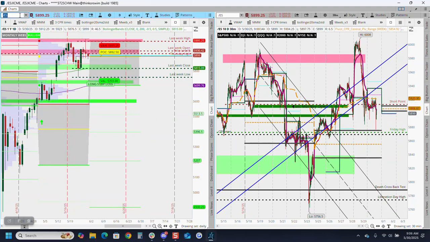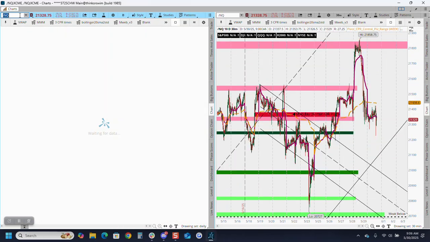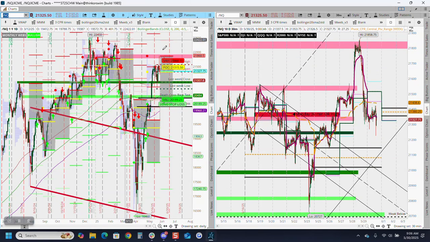Okay, slash NQ this morning. You see the directional VWAP is 21,439. You go over here on the daily now, 21,439. What we got going on right there.